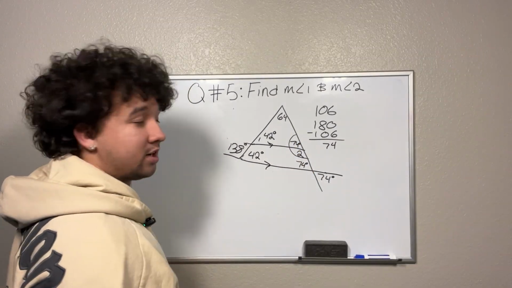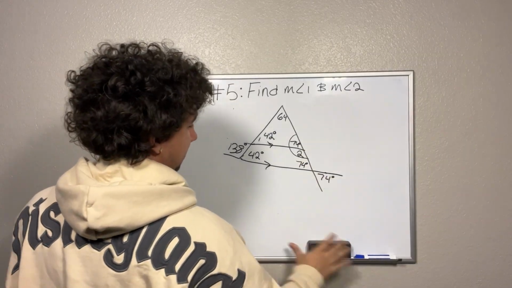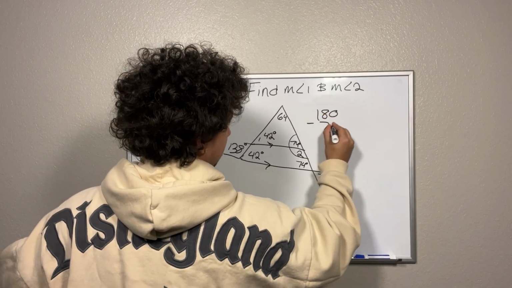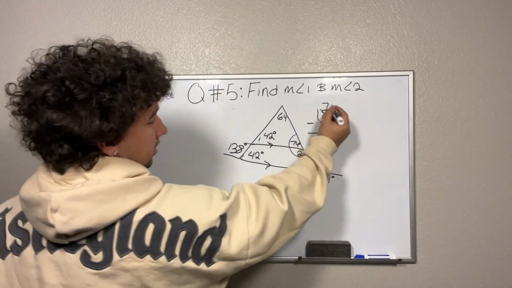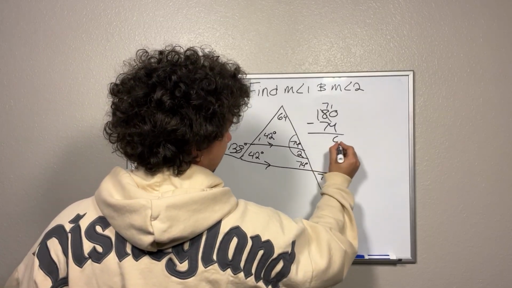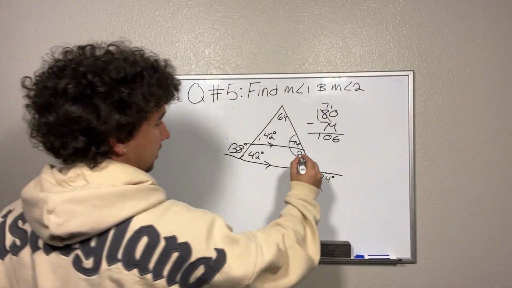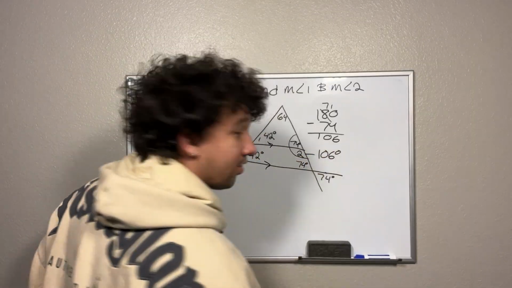My best friend, the linear pair. So now, last but not least, it's just 180 minus 74. Cut this thing off, put down a 1. 10 minus 4, that's 6. 7 minus 7 is 0, and then a 1. 106 degrees. Right here. And there you have it.